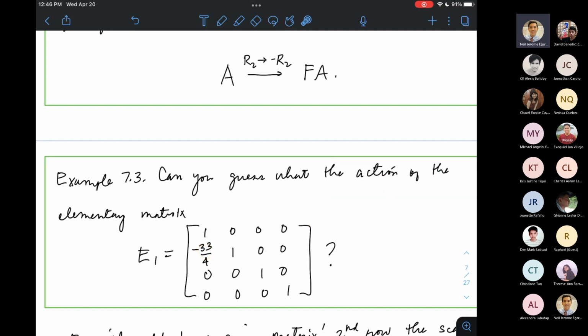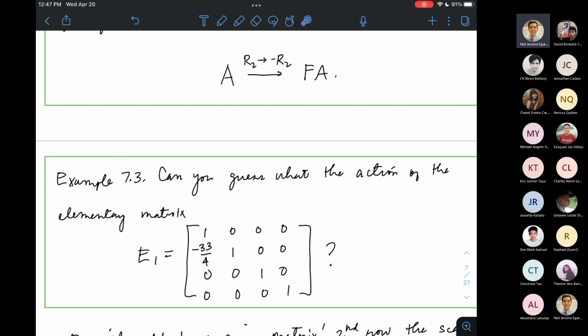0 originally. So 0 plus -33/4. That will give me -33/4 over here. Tapos 0 times -33/4, that's gonna be 0 plus the original entry 1. So hindi siya mababago. Itong dalawa ay hindi rin mababago. So I think this is the clue that we did a row translation.